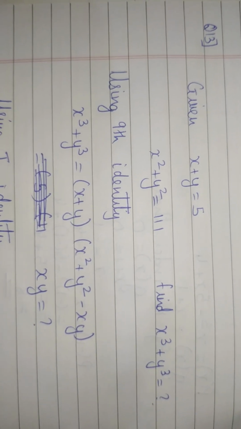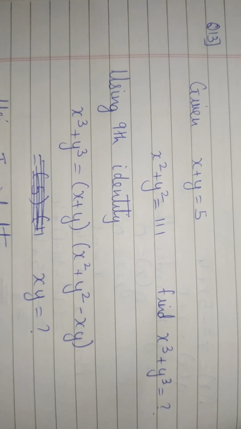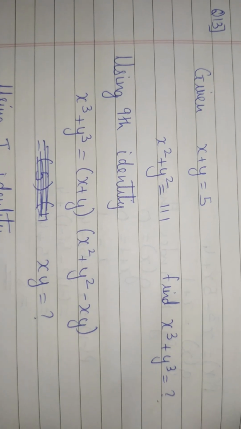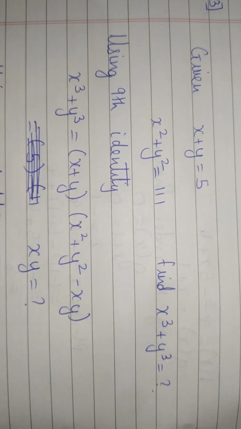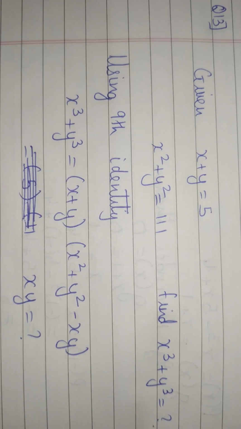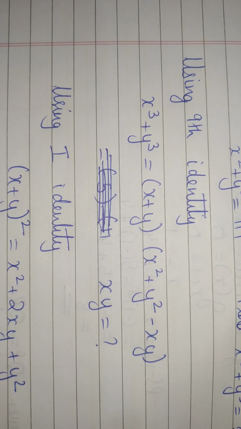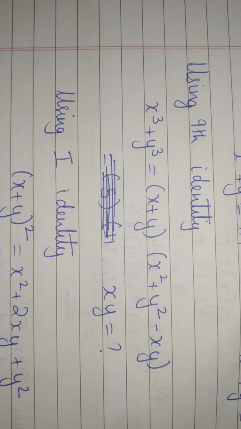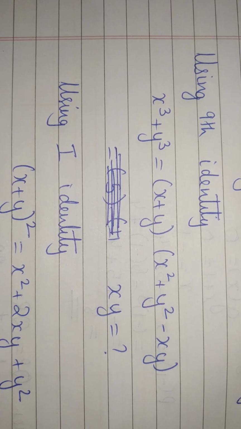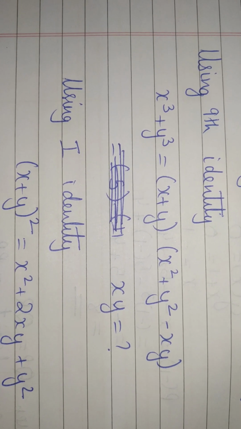Given x plus y is equal to 5, x raised to 2 plus y raised to 2 is equal to 111. Find x raised to 3 plus y raised to 3. So using the ninth identity, x raised to 3 plus y raised to 3 is equal to x plus y bracket x raised to 2 plus y raised to 2 minus xy.